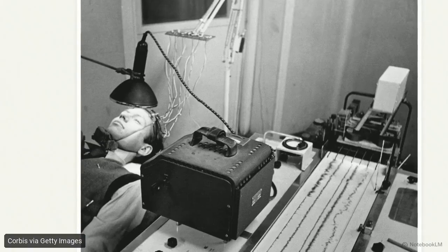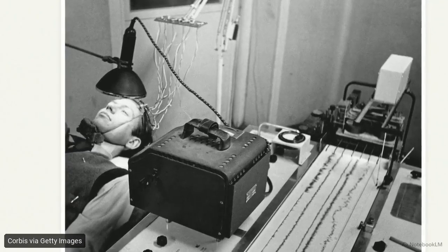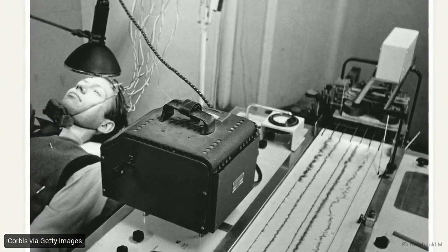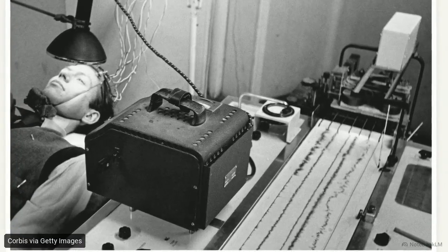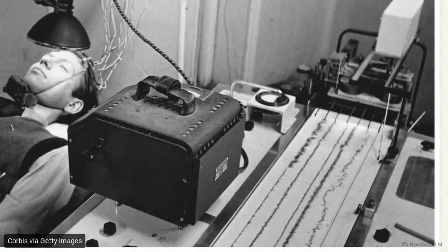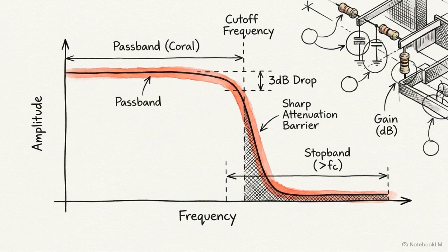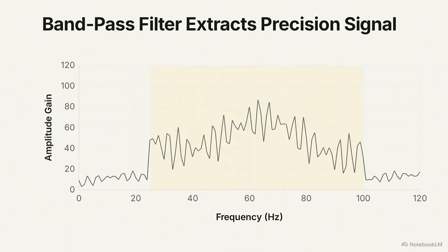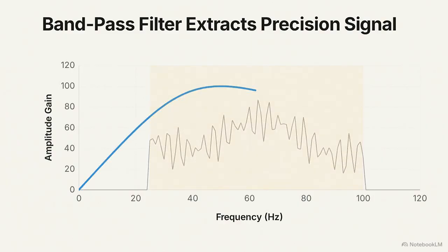An EEG machine uses band-pass networks to isolate specific physiological spectrums, like alpha or beta brainwave rhythms, ignoring the surrounding electrical noise in the room. By cascading these stages, your circuit stops acting like a simple wall and becomes a precision tool designed to extract specific data from a wider, noisy spectrum. This graph shows the band-pass profile.